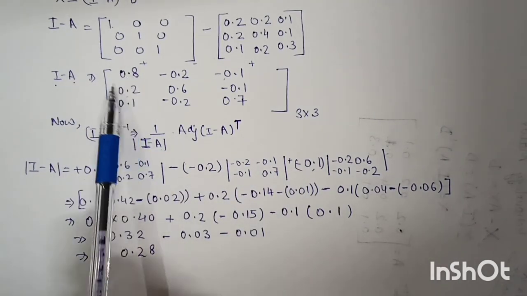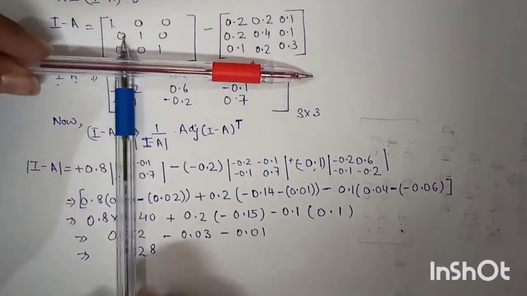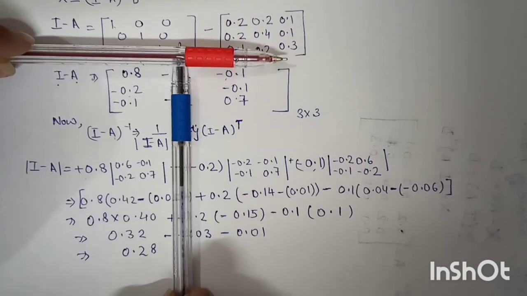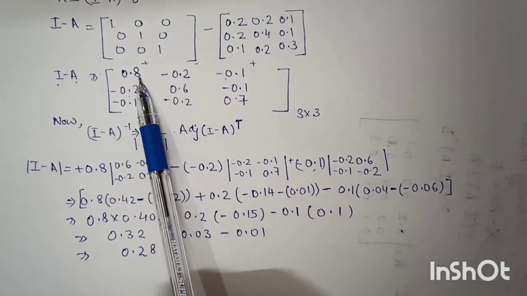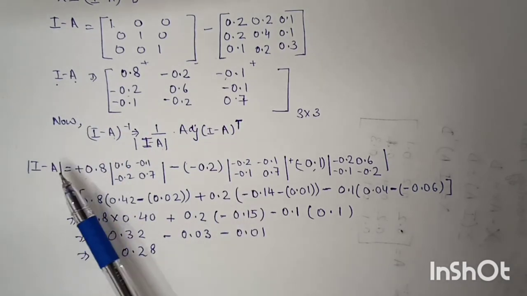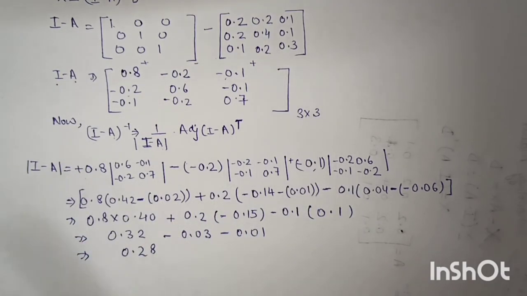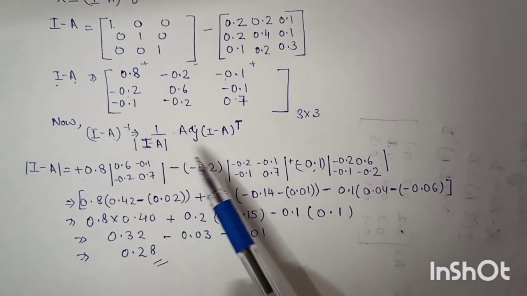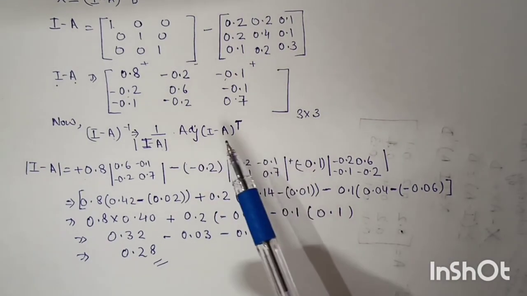So taking 0.8, the first term, you can also do this by finding the cofactor, using this technique to find the second and the third. Usually we call these terms A11, A12 and A13. For finding the I minus A determinant, we use the cofactor formula and we get the value 0.28 as the I minus A determinant. Now we will find the adjoint of I minus A, because our formula says that we have to find (I minus A) inverse.